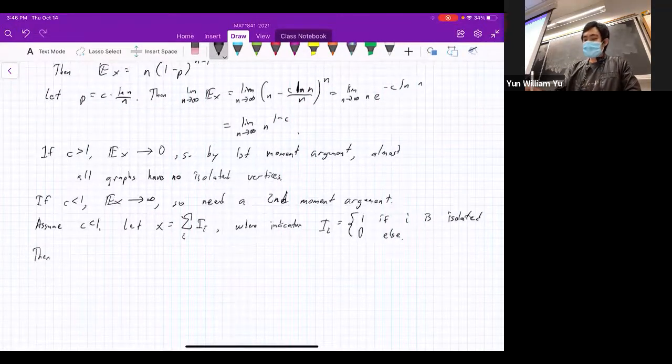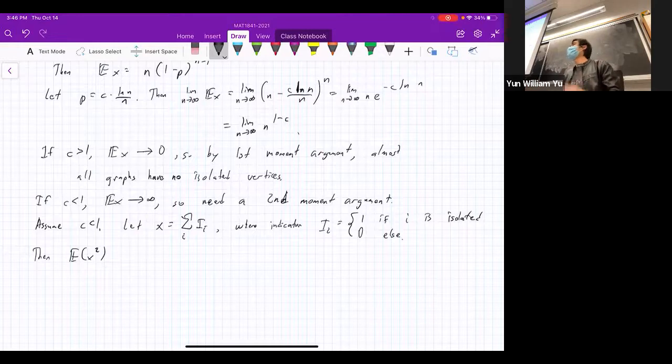Well, then we need to compute the second moment. So what's the expectation of x squared? Now, of course, you don't have independence, because if one vertex is isolated, that does affect whether or not another vertex is isolated. When one vertex is isolated, you know something about the other vertex, which is that it doesn't have a connection to the first vertex.